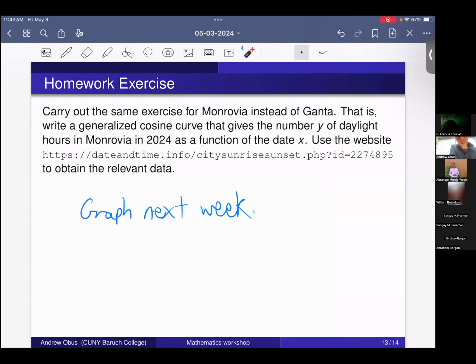The homework exercise is to try to carry out the same thing for Monrovia instead of Ganta. You're going to get a slightly different answer. It won't be that different because the number of daylight hours in Monrovia versus Ganta is not that different, because they're not that far from each other. But I want you to write a generalized cosine curve that gives the number y of daylight hours in Monrovia in 2024 as a function of the date x. And if you want to, you can use this website. This is what's going to give you the data for Monrovia that we got for Ganta.